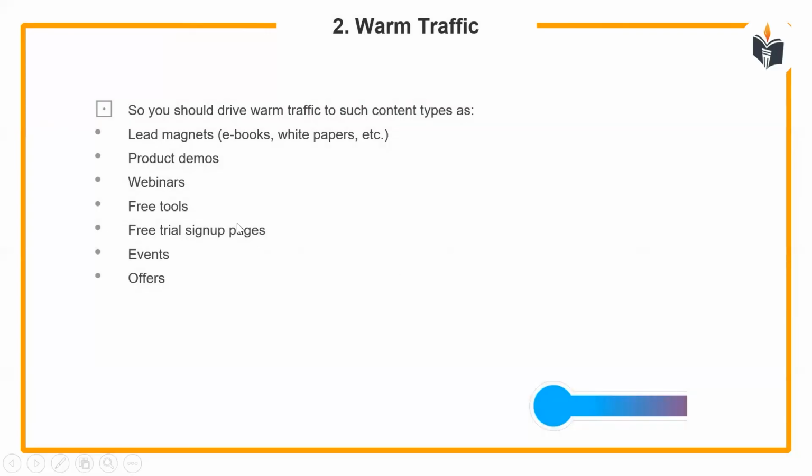What happens with warm traffic? So you should drive warm traffic to such content types as lead magnets, ebooks, white papers, etc., product demos, webinars, free tools, free trial sign up pages, events, offers, etc.